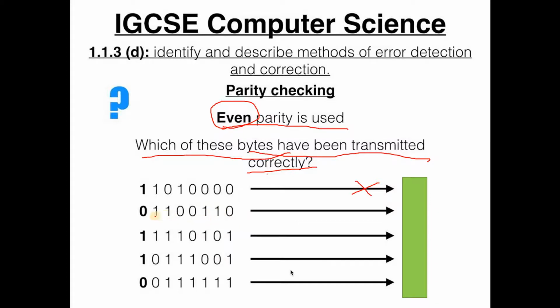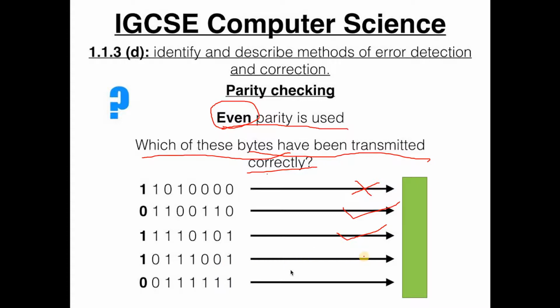Yes, 1, 2, 3, 4. So this transmitted correctly. Next, this one. Is this transmitted correctly? How many number of ones are there? 1, 2, 3, 4, 5, 6. So this is also transmitted correctly. Right? And this one? 1, 2, 3, 4, 5.